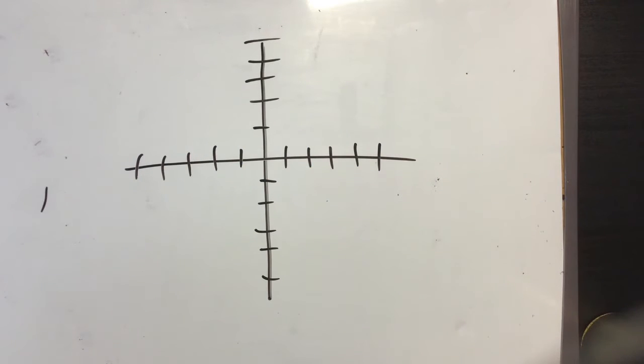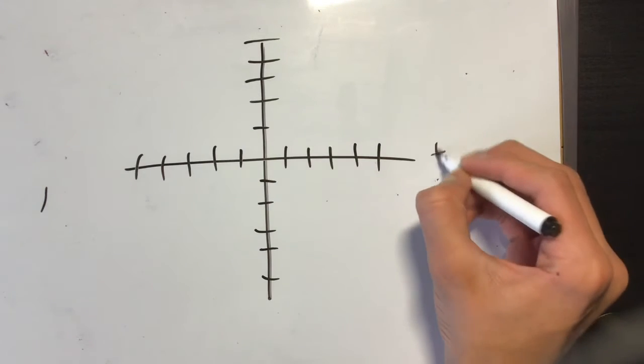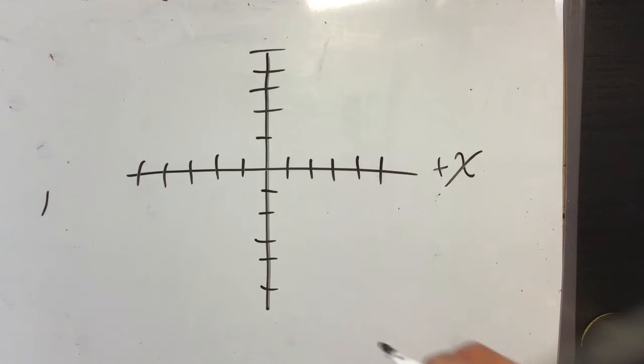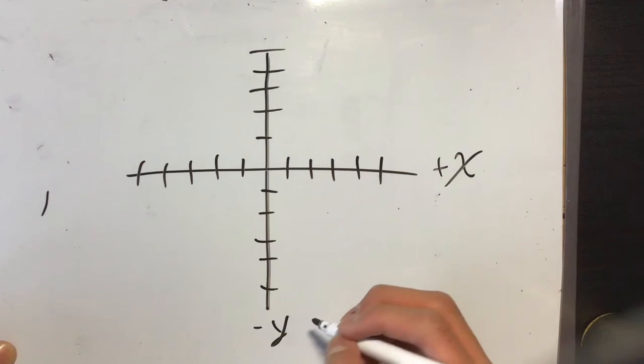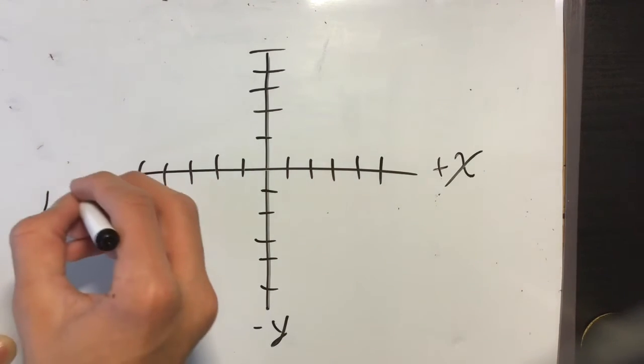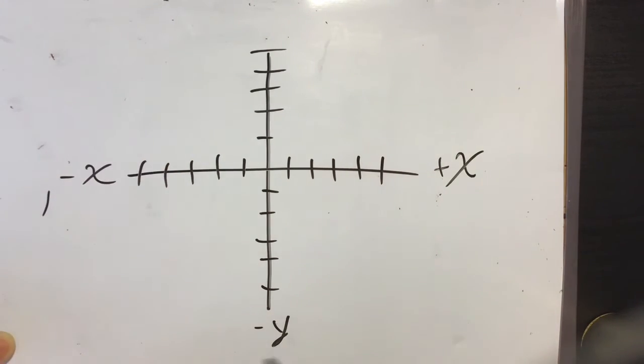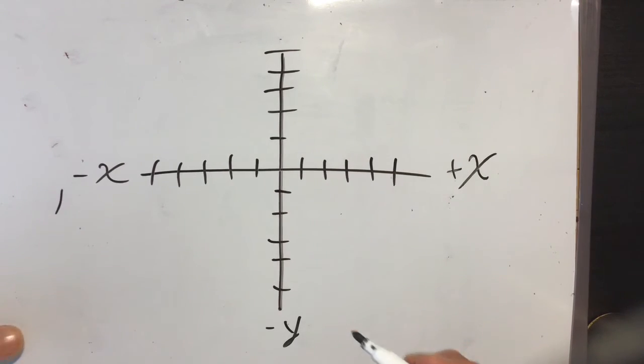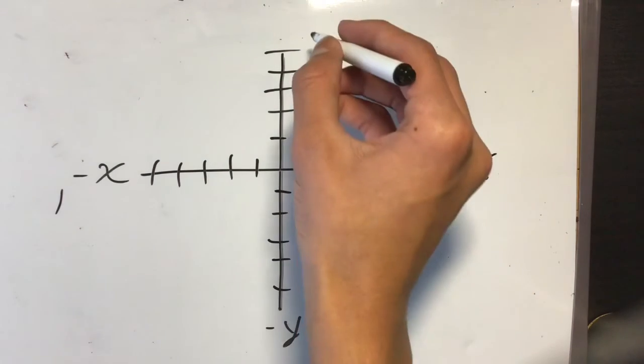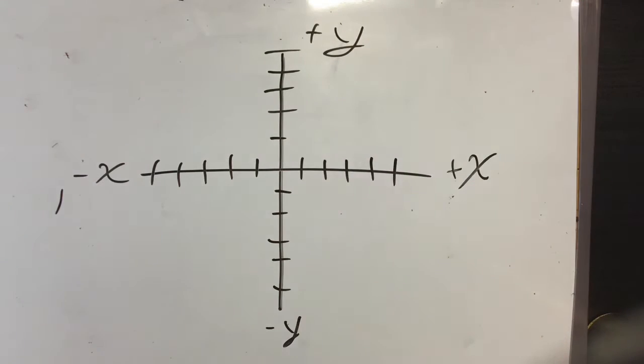With graph paper, this would be a lot easier, but since I don't have graph paper right now, I'll be using this whiteboard. Now these are all increments of 1: 1, 2, 3, 4, 5, -1, -2, -3, -4, -5, so on and so forth. Now remember, this is the positive x-axis. This is a negative y-axis. This is a negative x-axis. Oops, that's a negative x-axis. And this is the positive y-axis.